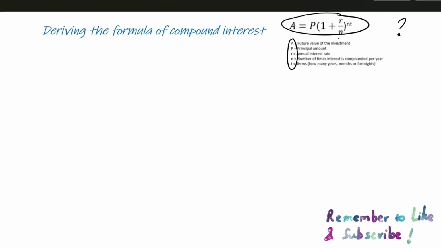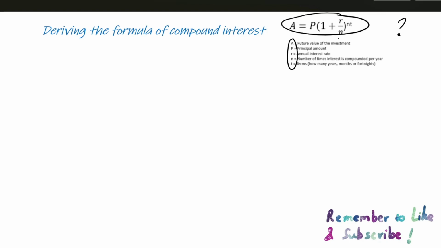A is our desired value, which is the future value of the investment. P is what we start with, the principal amount. R stands for annual interest rate. N stands for the number of times interest is compounded per year. Now that number N really depends on T, which stands for terms. Now term means how many years, months, fortnights, or even days or weeks the interest is compounded.